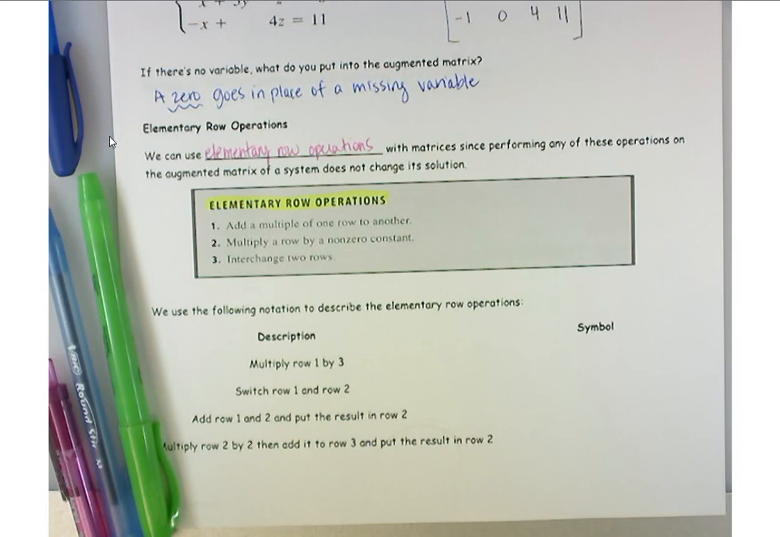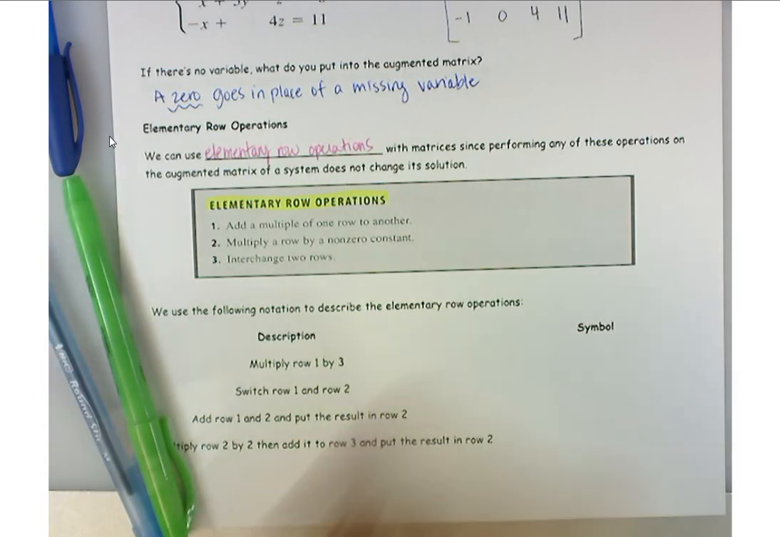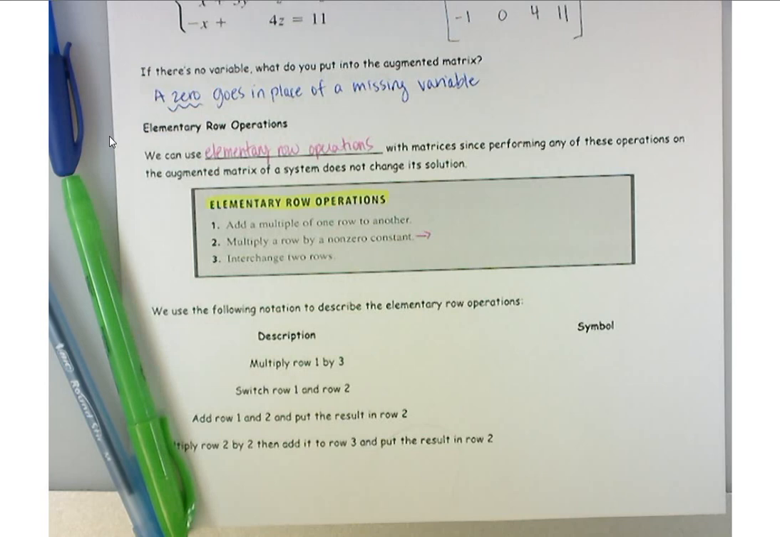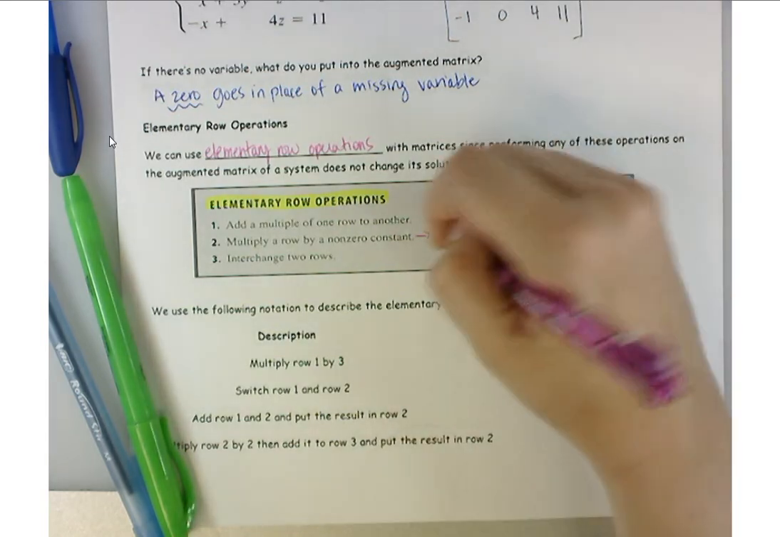Okay, so we're going to actually start with number 2. So multiply a row by a non-zero constant. What does that mean? 1. Okay, so you can multiply by 1. Basically, you can multiply by any number except for what? 0. Except for 0. So let's think about why that works.